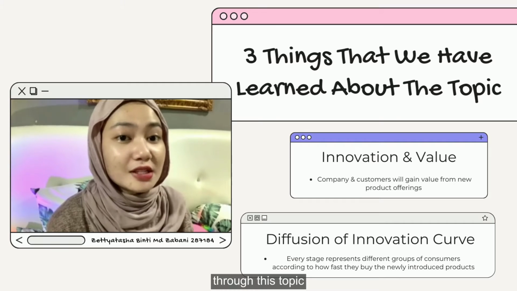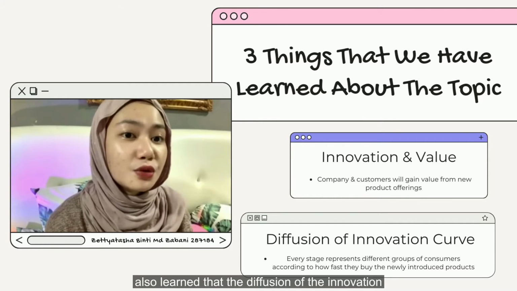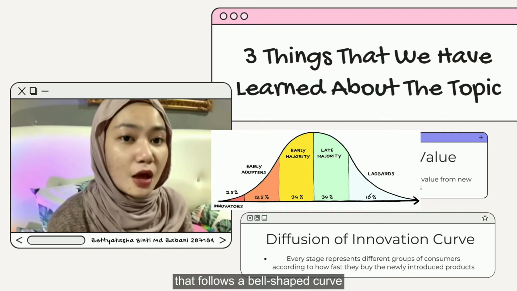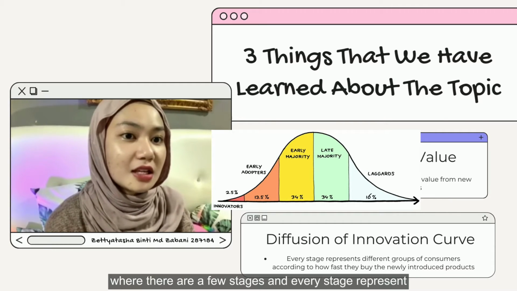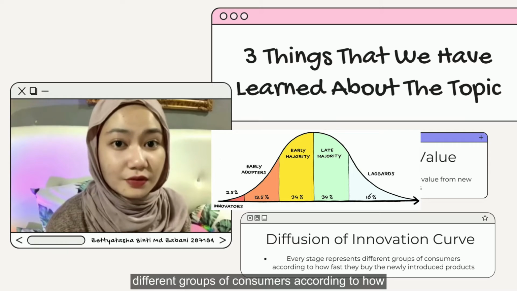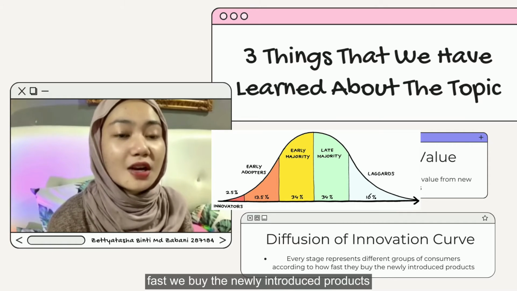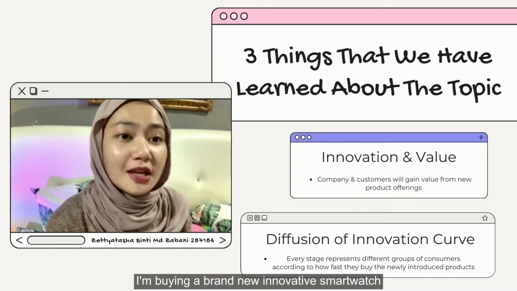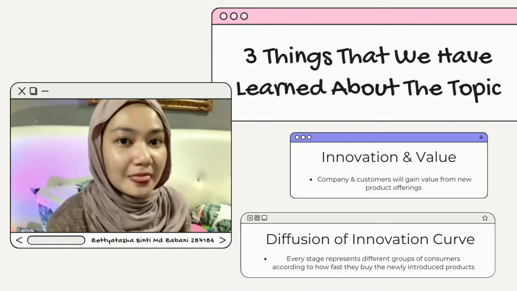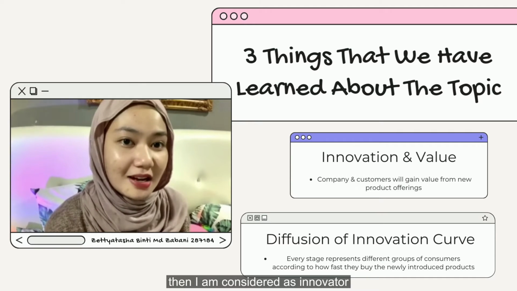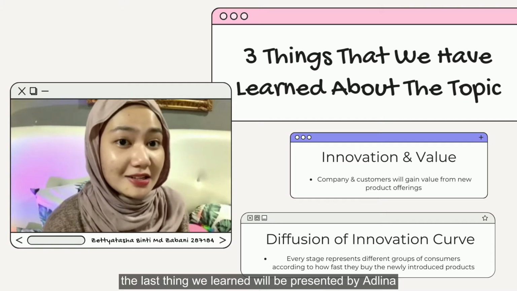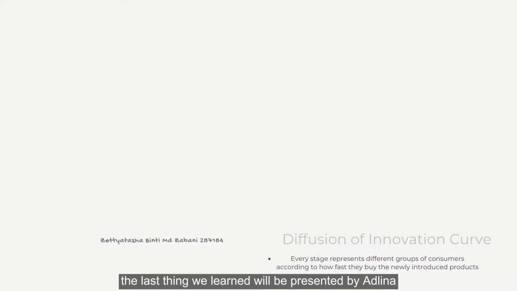Through this topic, we also learn that the diffusion of innovations follows a bell-shaped curve where there are a few stages and every stage represents different groups of consumers according to how fast they buy the newly introduced products. For example, if I'm buying a brand new innovative smartwatch and following the latest trends, then I'm considered an innovator in the diffusion of innovation process. The last thing we learned will be presented by Adelina.